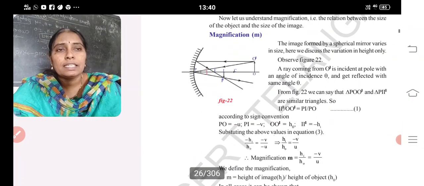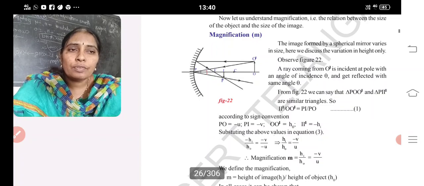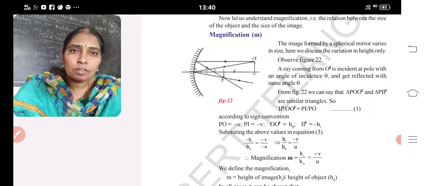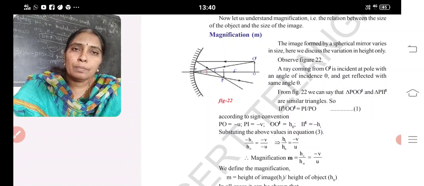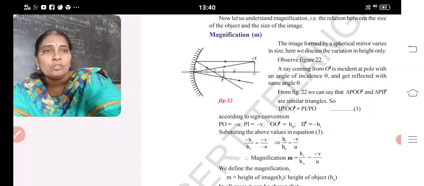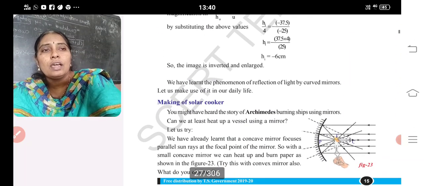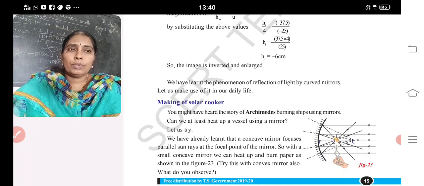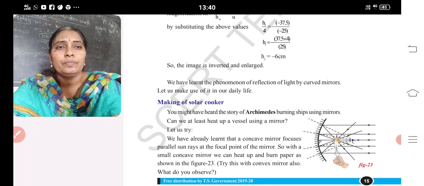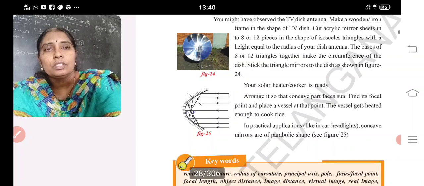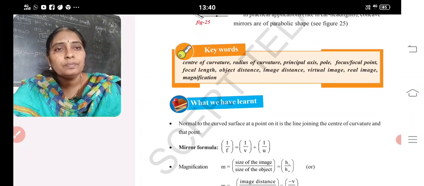The last topic of the lesson is magnification. Magnification, m is equal to hi by ho, that equals minus v by minus u. It is the ratio of the height of the image to the height of the object, or image distance by object distance. Okay, this is known as magnification. Based on that we have one application of a concave mirror: the solar cooker. So with this we completed our lesson.